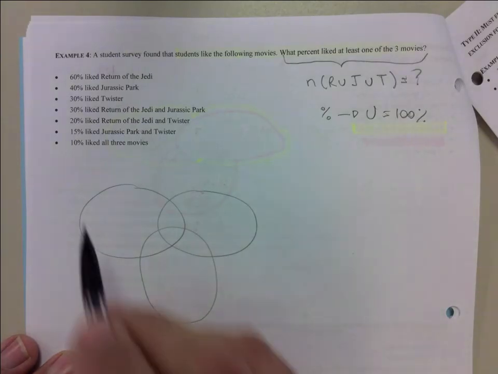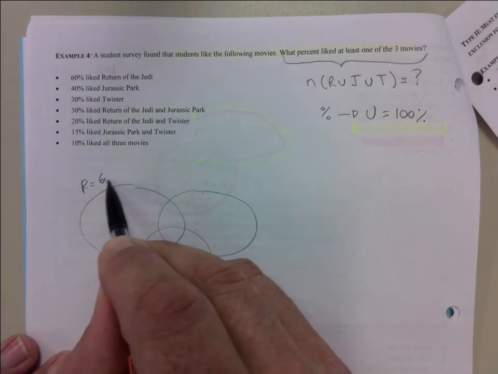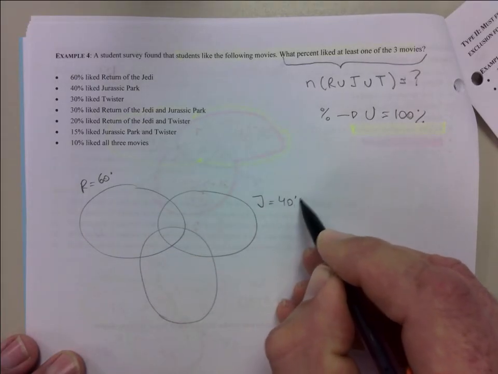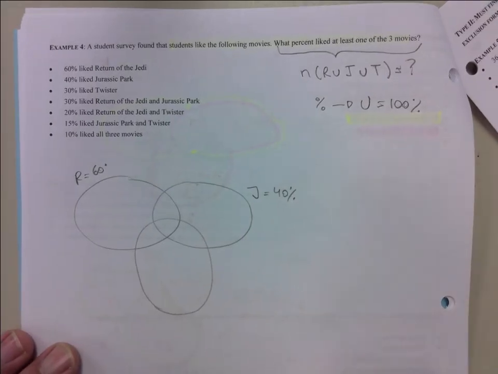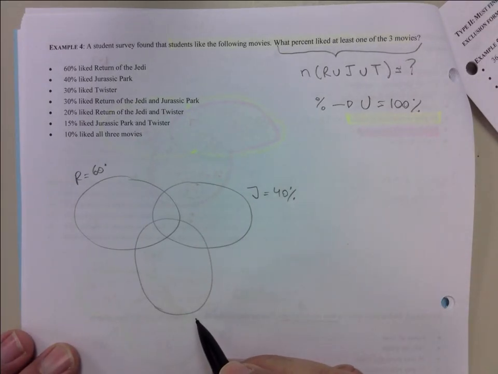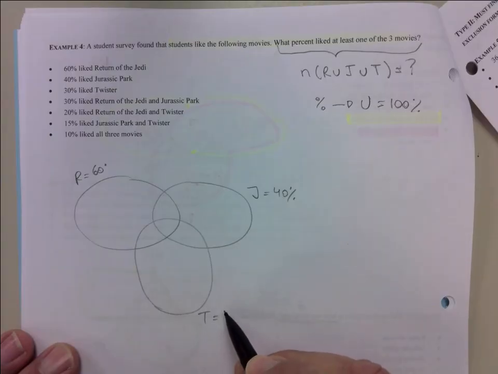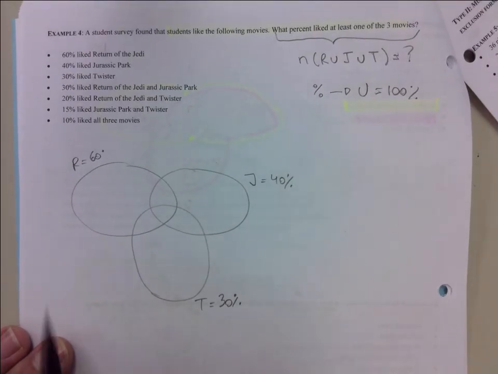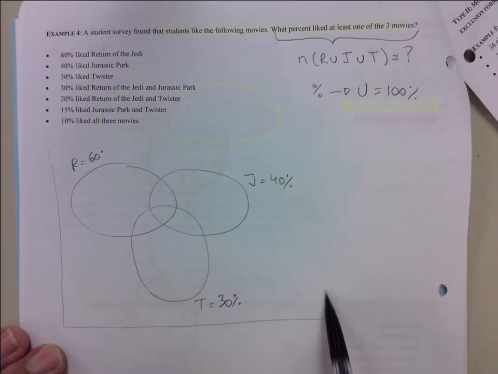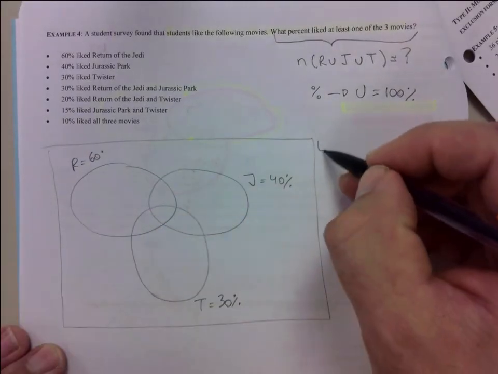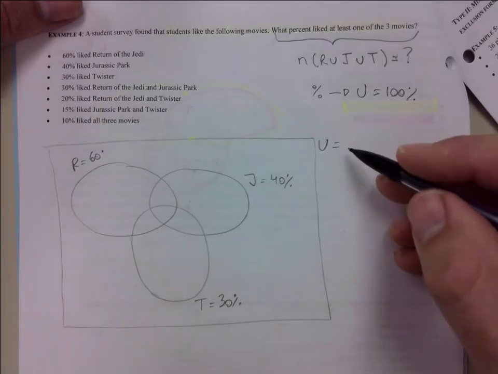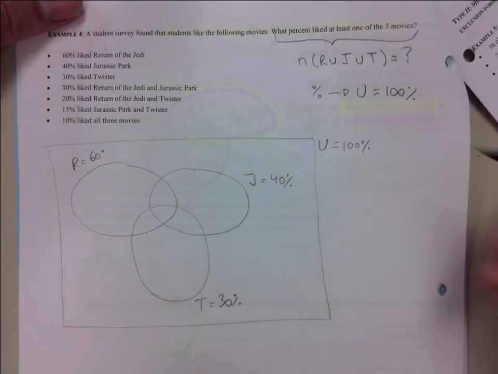And we've got, I'm going to call this Return of the Jedi, that's 60%. Jurassic Park is 40%. And Twister is 30%. Has 30% of respondents in it, okay? Make sure you put your box around it. And I'm not asking you a whole lot of questions yet based on the Venn diagram, but that's the next step. Universal is 100%, no problem.